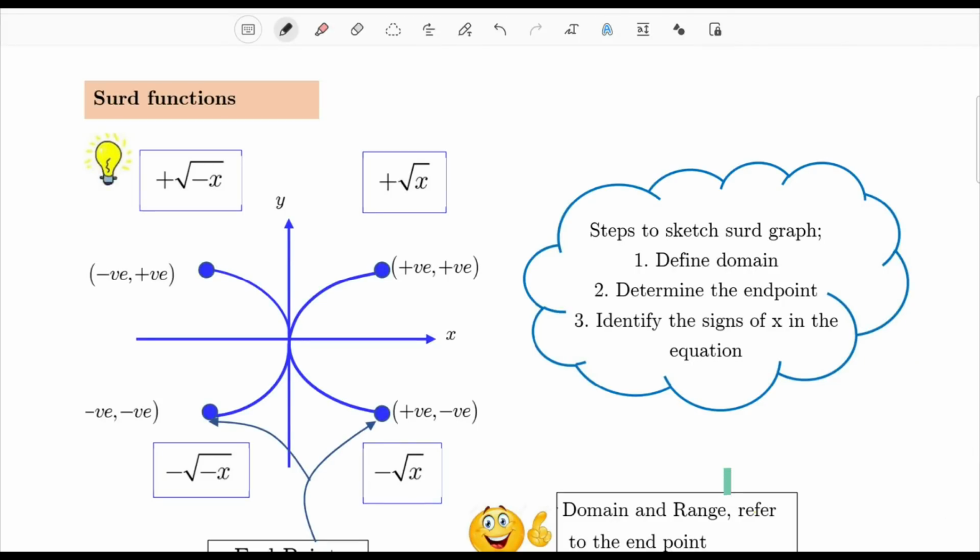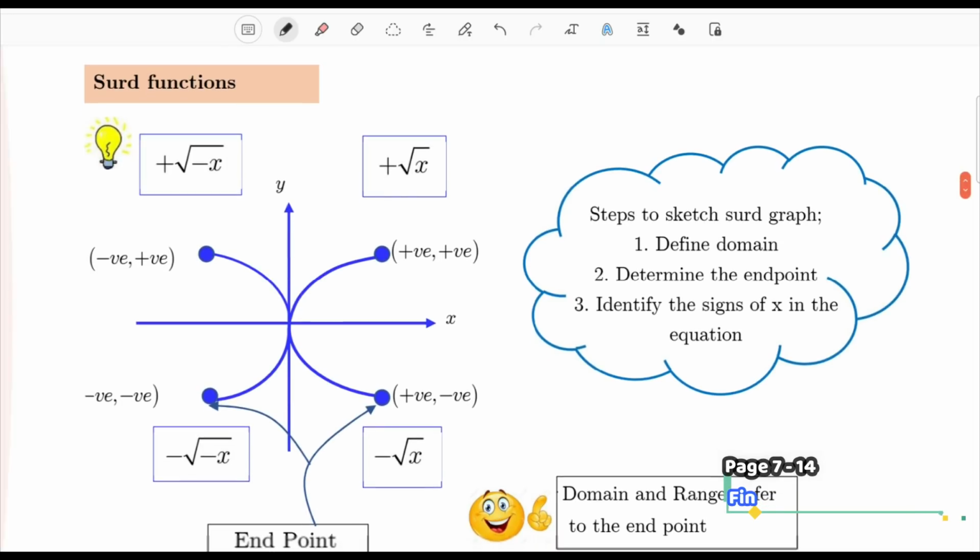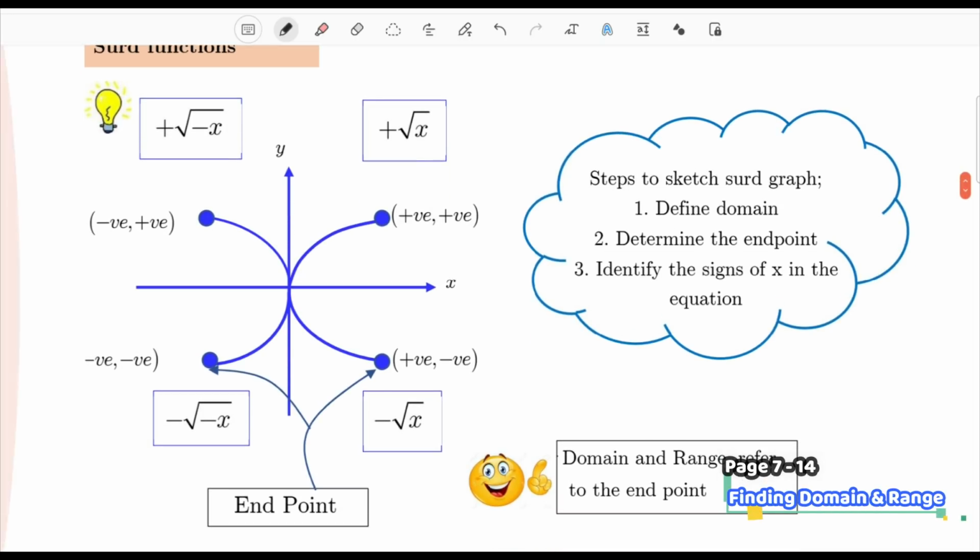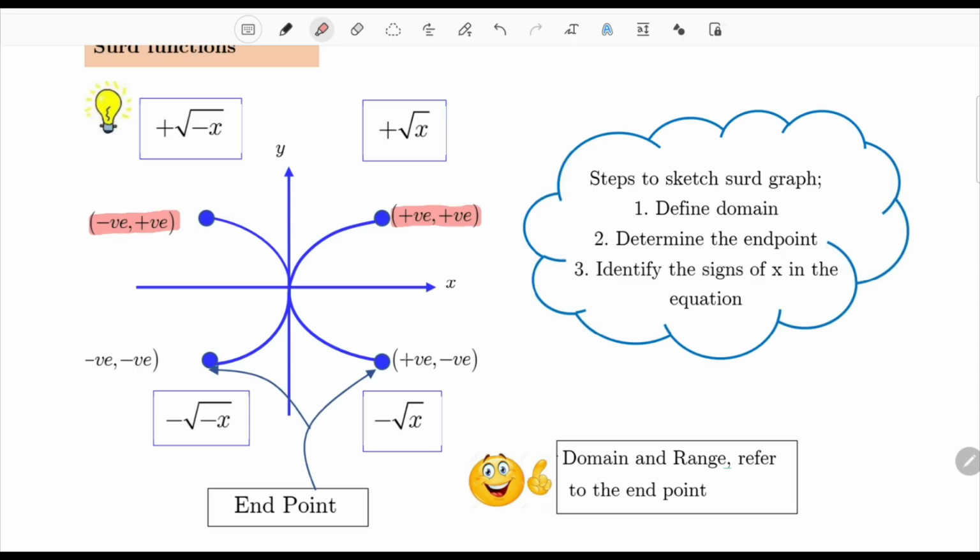Right, next will be the third function. So if you look at the diagram here: positive, positive; here is negative, positive; here is positive, negative; here is negative, negative. We missed the bracket there.